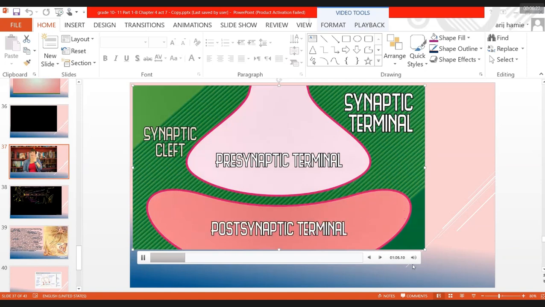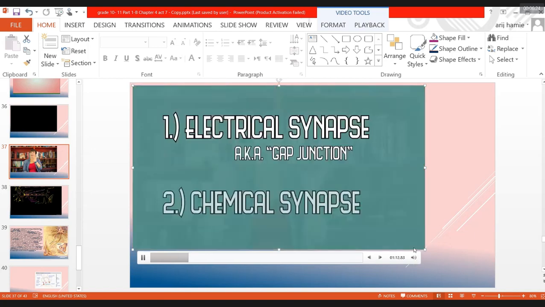There are two basic categories of synapses: the electrical synapse, or gap junction, and the chemical synapse.